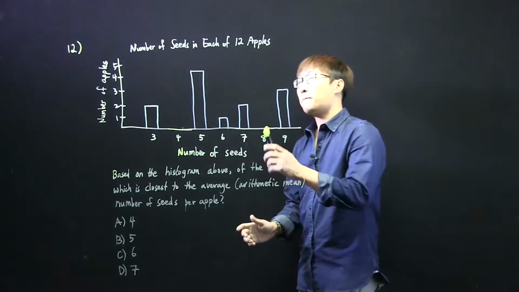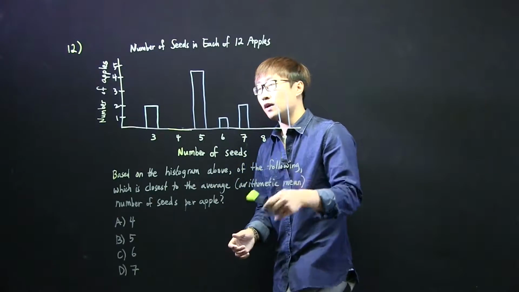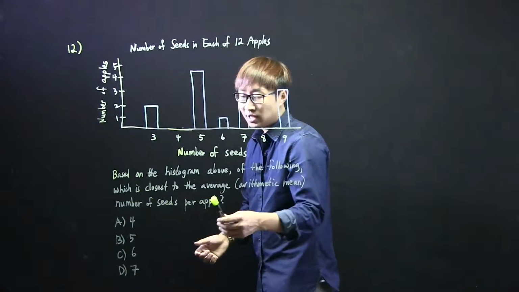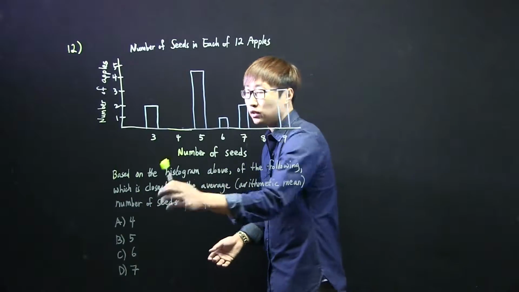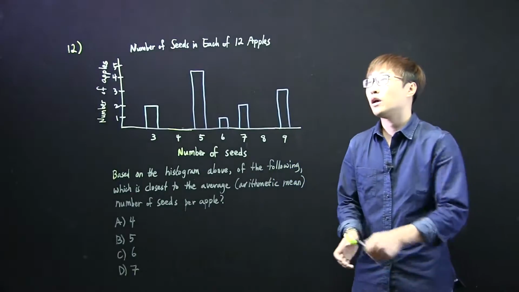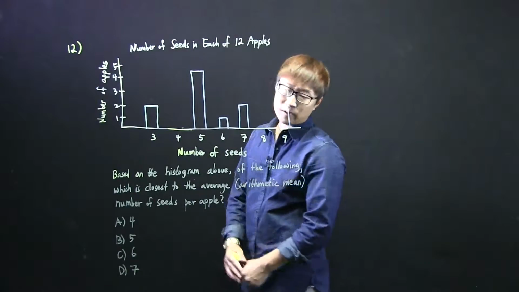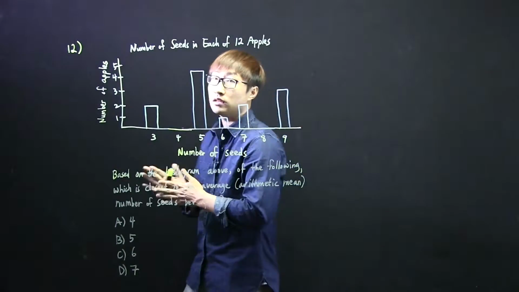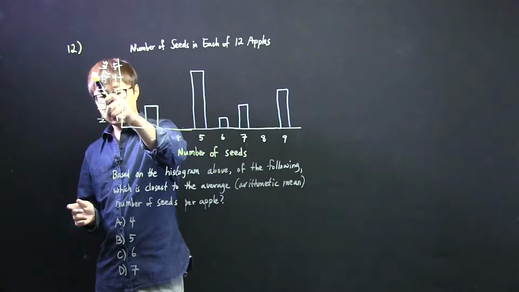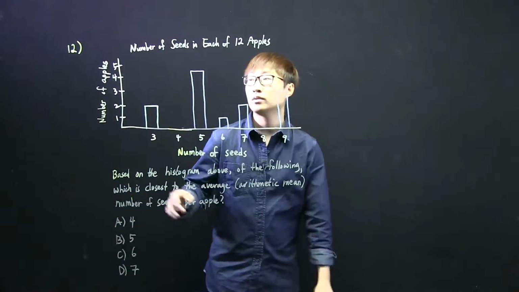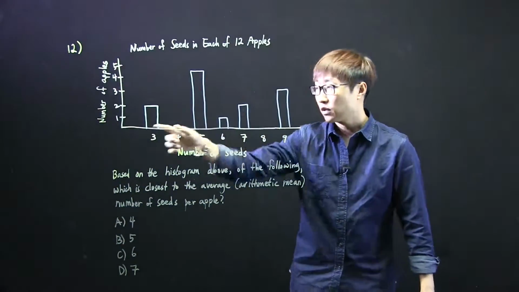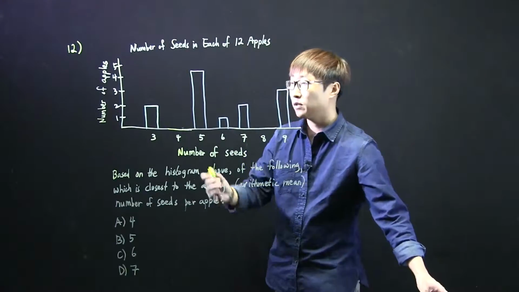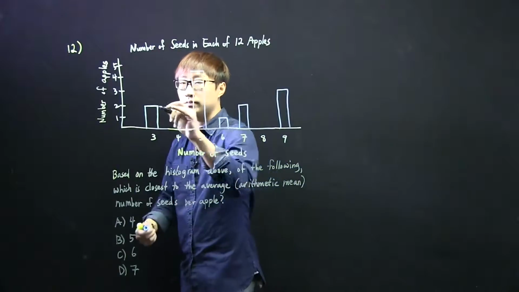Number 12. Based on the histogram above, which of the following is closest to the average (arithmetic mean) number of seeds per apple? So what's the average number of seeds per apple? And we have the diagram here. Now, a lot of people don't really know how to read this diagram, so I'm going to show you how to read this one. Obviously, the vertical axis label is number of apples, and the horizontal label is number of seeds, right?